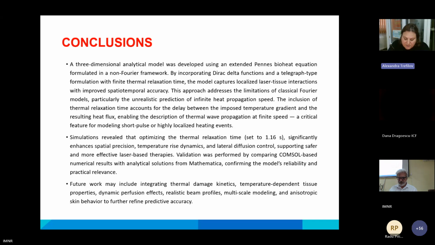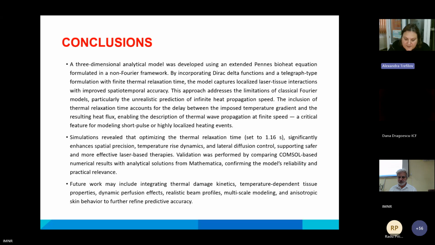Simulations using Mathematica and COMSOL were performed across exposure durations from 0.01 seconds to 120 seconds. Results showed that exposure time strongly influenced both the depth of the lateral spread of heat as well as the risk of thermal damage. Short pulses under 1 second keep heat localized, minimizing harm to surrounding tissue. Longer exposures, 60 to 120 seconds, allow heat to diffuse more broadly, with peak temperatures reaching 70 to 100 degrees and thermal spread extending to several millimeters.